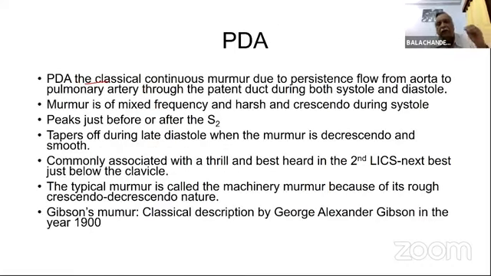So it will fit in all that. It's a classical continuous murmur, due to persistence of flow from the pulmonary artery to the aorta. So it is of mixed frequency, and it is harsh, and it is crescendo to S2. It peaks just after the S2. It tapers off during late diastole. There it becomes decrescendo.